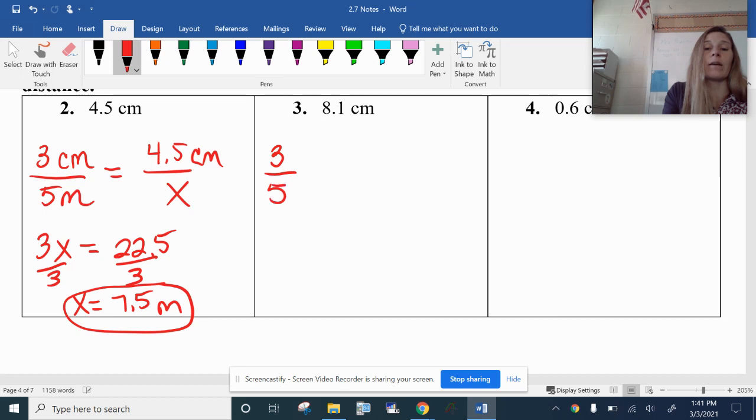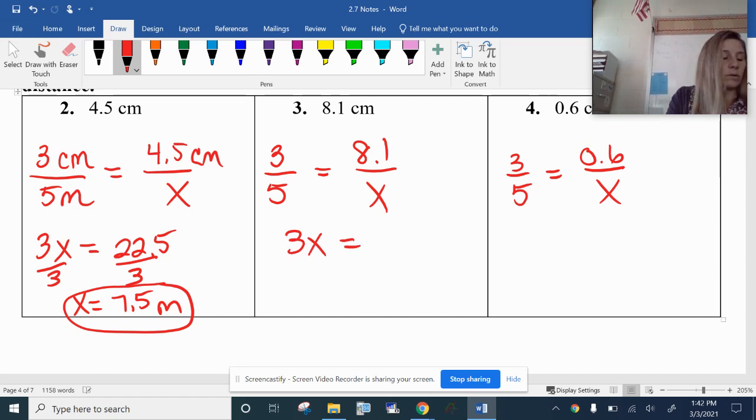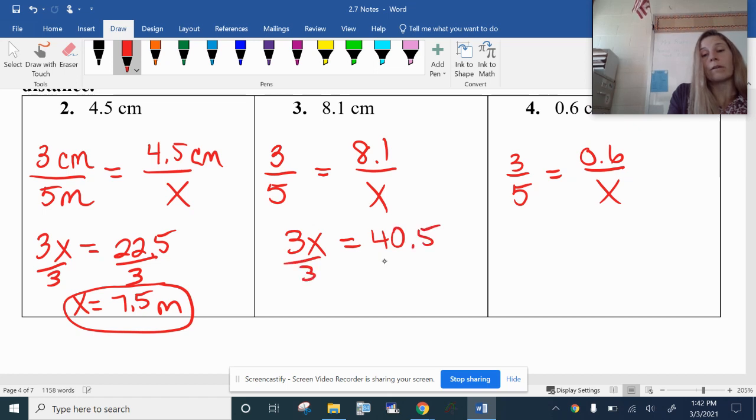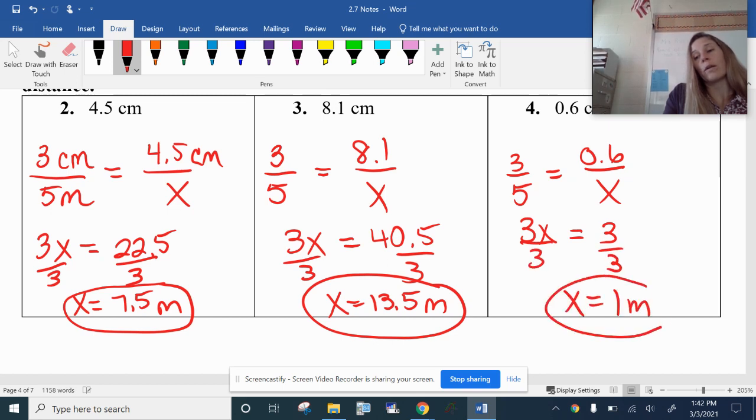So 3 to 5 equals, centimeters are on top. So over here again, 3 over 5, centimeters are on top. And we cross multiply. So 3x equals 40.5. Divide by 3. And I have x equals 13.5 meters. And for the last one, I would have 3x equals 3. And of course, for this one, I would just get x equals 1 meter.